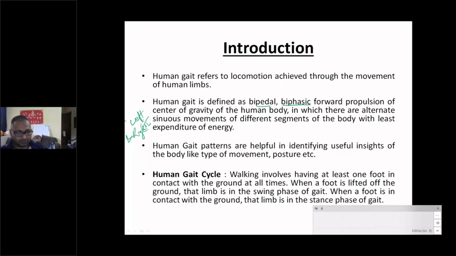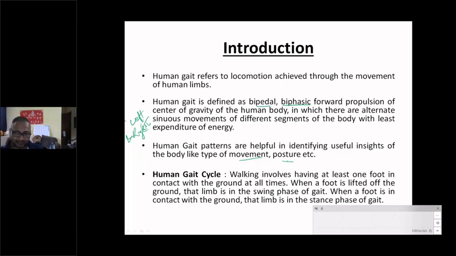Now moving forward, human gait patterns are helpful in identifying useful insights about the body. What are these insights? Movement, posture, stability. As you have seen, elderly persons suffer with walking and their posture disabilities. Persons with disabilities also suffer with posture stability. They do not have stable postures. So these things can be identified through human walking, or gait, or locomotion.